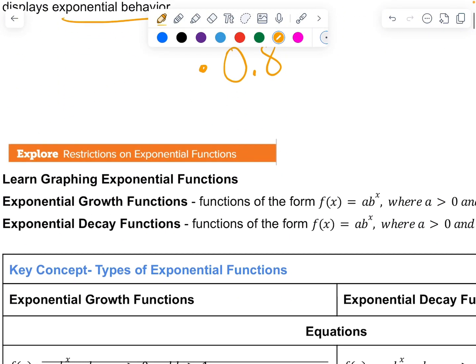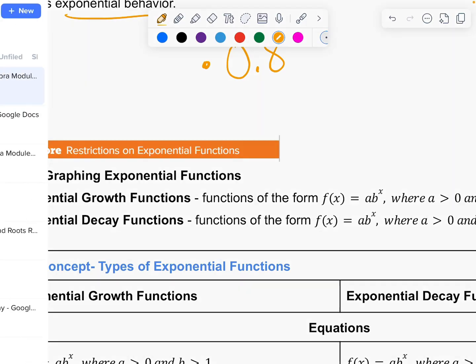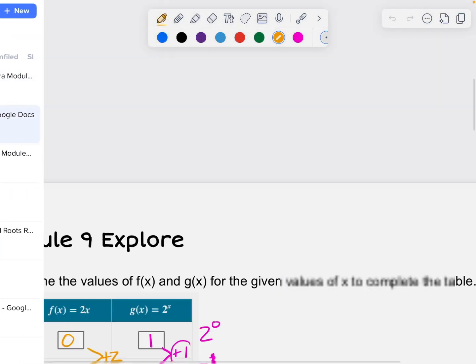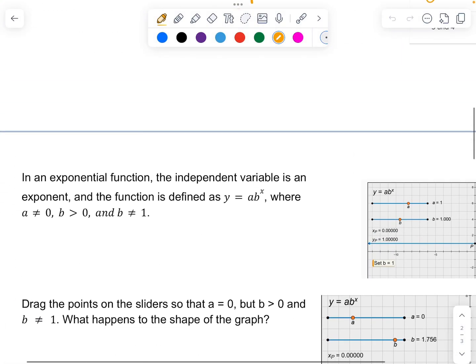So now we're going to do restrictions on exponential functions. So let's come back to this. So an exponential function, the independent variable is an exponent in the function y equals ab to the x, where a can't equal 0, b is greater than 0, and b can't equal 1.